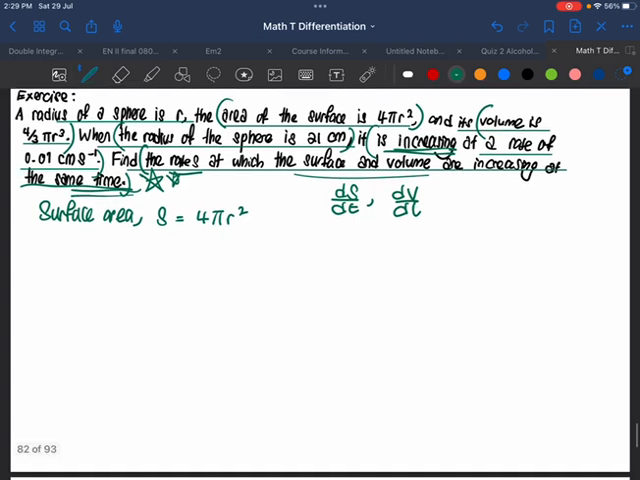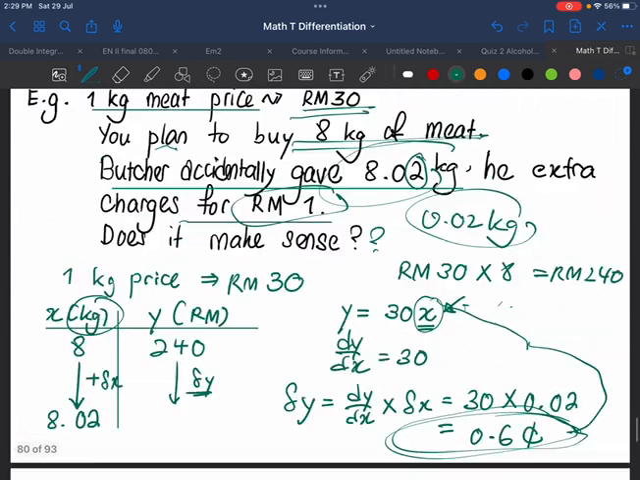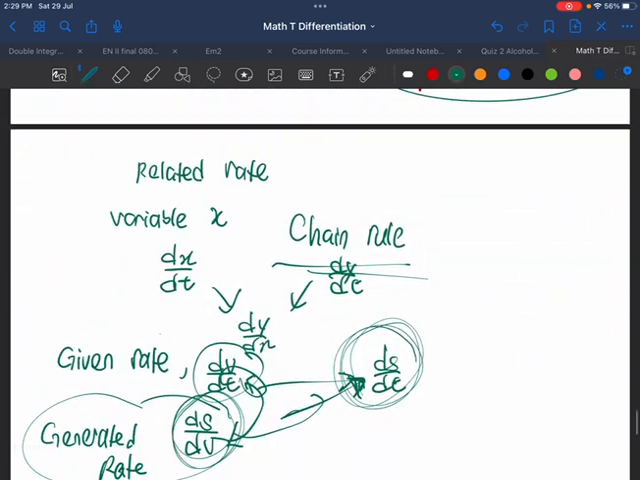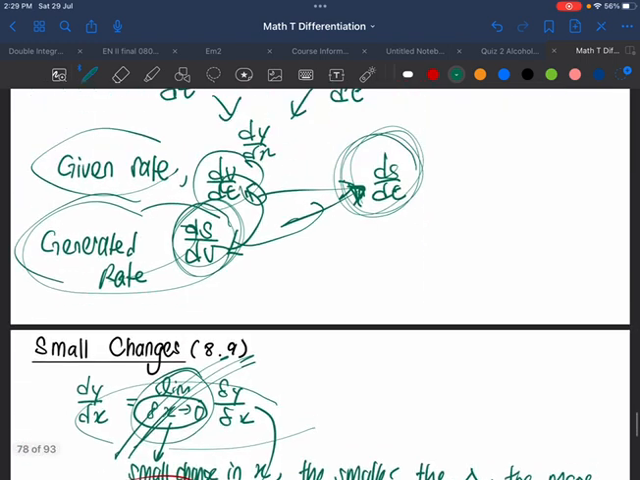So how are we going to do this? The surface area S equals 4 pi r squared. So what is the variable here? It's r. So we don't have this. Actually, the given rate is here. I say in a rate of change question, you need to find the given rate and the general rates, and you get the required rate.